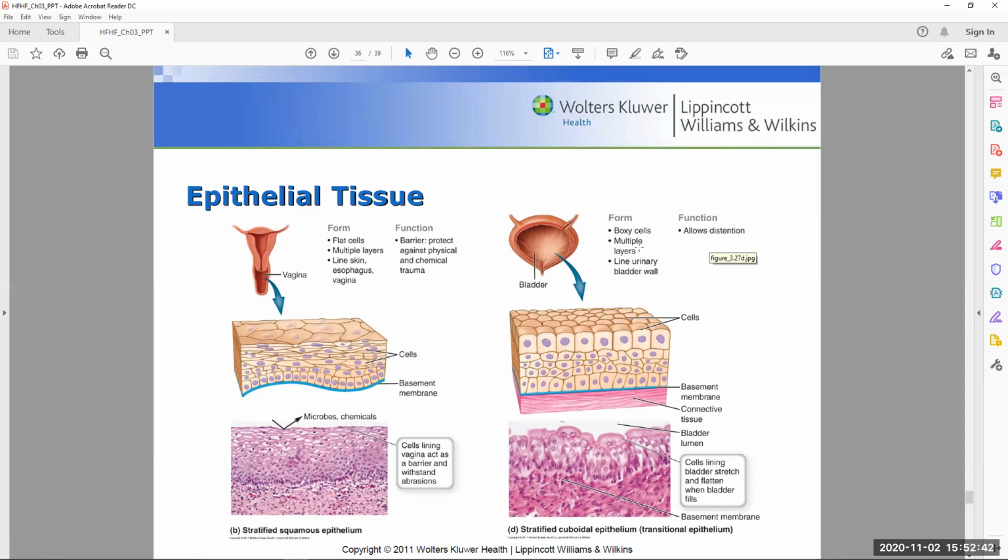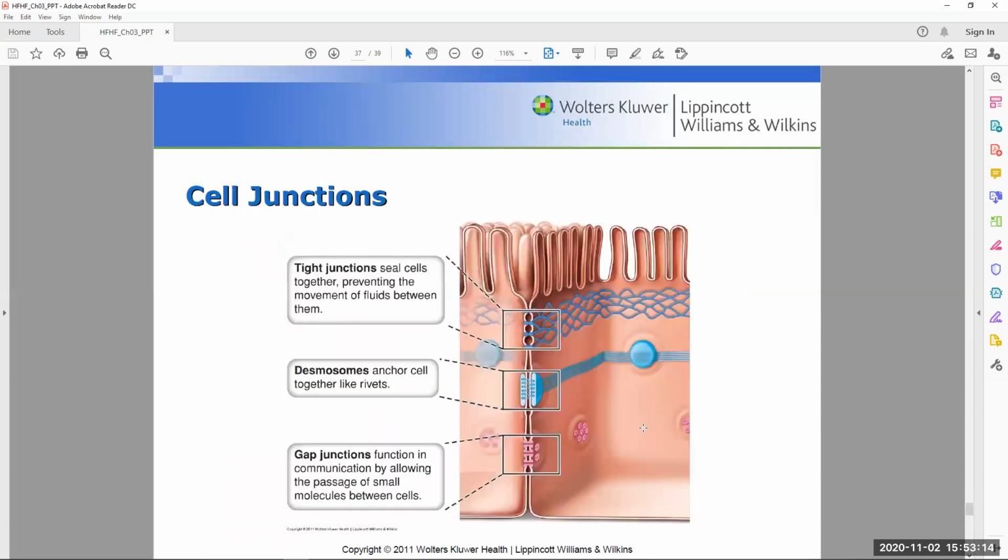Then you have here, that also shows some more stratified cuboidal epithelium, and this is transitional epithelium, and these usually line the urinary bladder wall. They are multiple cells, and they allow distension. All right, so very much like a bag, when things are put in them, they have the ability to extend. Hence the reason that they are found in the bladder, because the bladder does need distension because of the fact that it could hold variable volumes of urine depending on the situation.